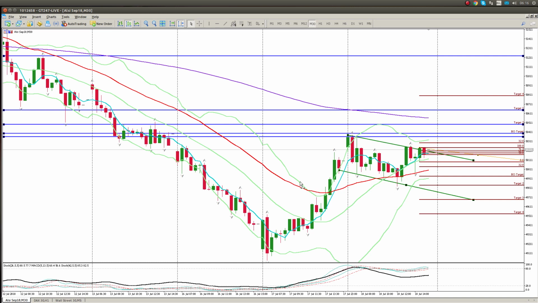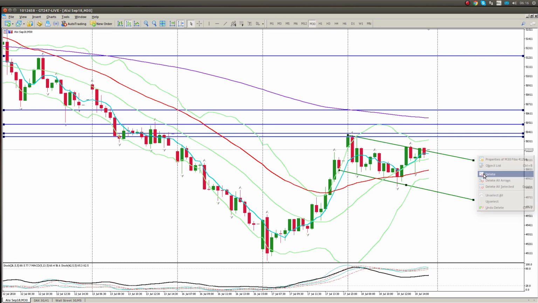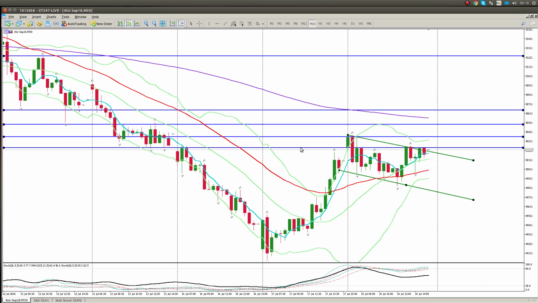I'm looking for a break, and let's just tidy it up so we can give you the levels I'm looking for. The first level we're looking to break is 52.40. If we can get through 52.40, then we're looking for a break of 53.60 to happen, and then a break of, call it, 5,500, and then I do suspect we will get some profit taking.